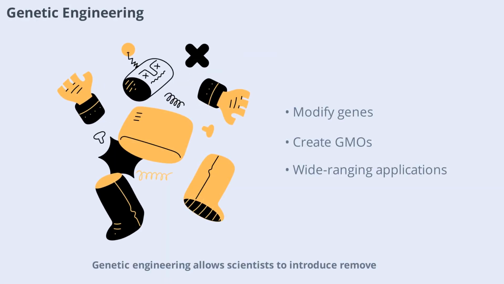Genetic engineering allows scientists to introduce, remove, or modify genes in organisms. By harnessing knowledge of mutations and polymorphisms, researchers can create genetically modified organisms, GMOs, with specific traits. This technology has applications in medicine, agriculture, and industry, offering solutions to global challenges.